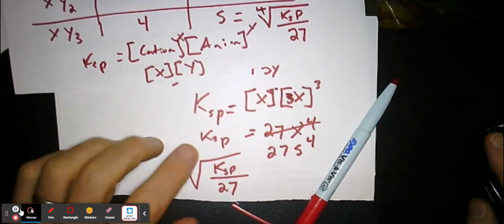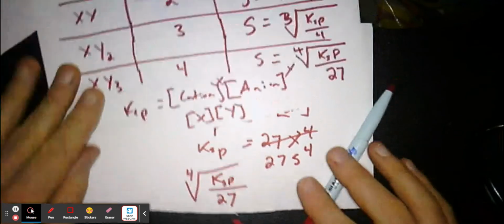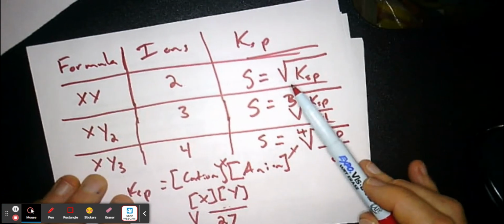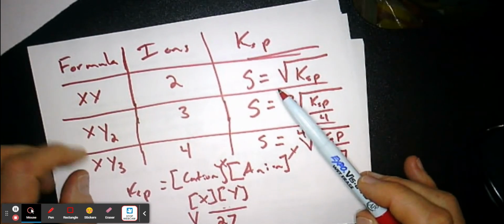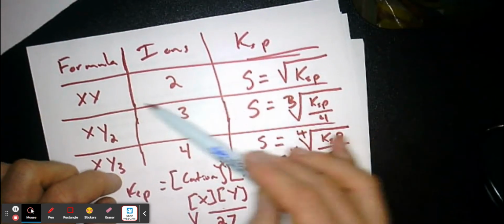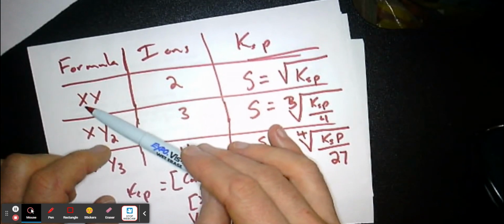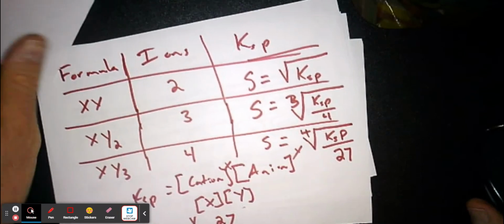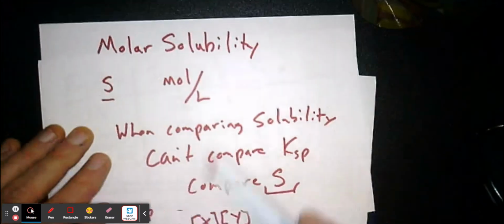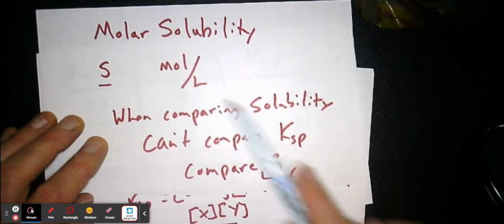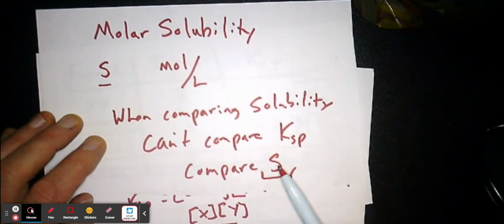Okay, I just checked with the math teacher. This 4 is called a root. Now, these will work with any different salts, like for example AgCl or barium oxide, when you're solving for molar solubility. I want to go back to this. So I need molar solubility because when I'm comparing solubility, I can't compare Ksp values. I have to compare S values, molar solubility.